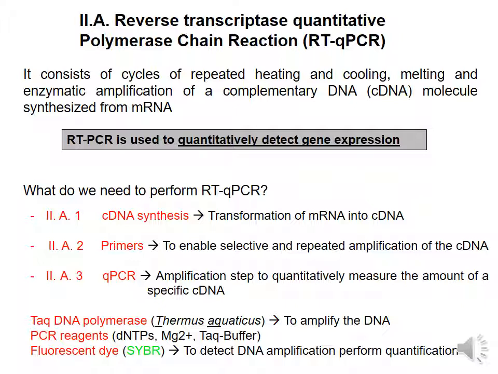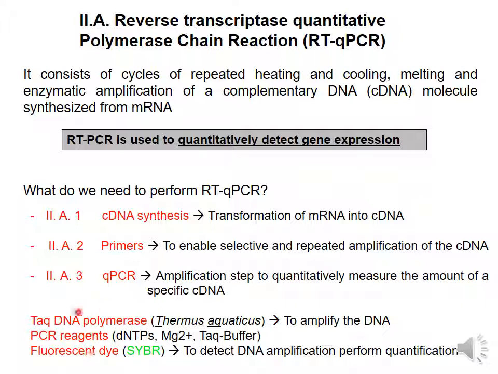To perform qRT-PCR, we need a couple of different elements. We first need to synthesize cDNA. This consists in the transformation of messenger RNA into cDNA. The second element are the primers. Primers are required to enable selective and repeated amplification of the cDNA. And third, we need to perform the quantitative PCR. This consists in the amplification step to quantitatively measure the amount of a specific cDNA.